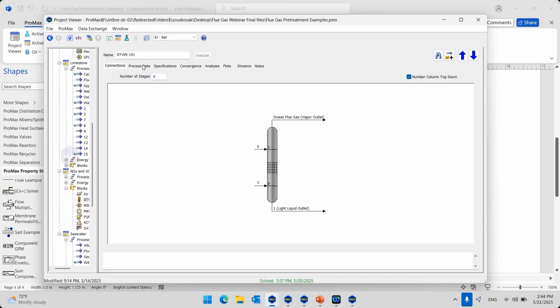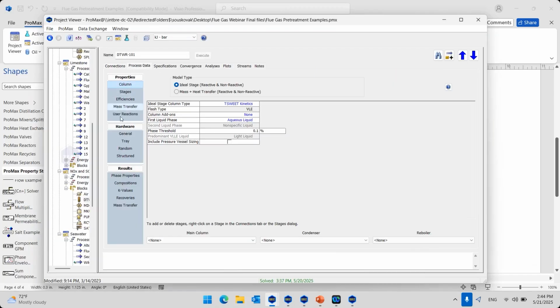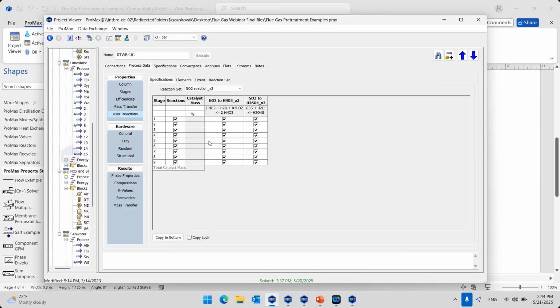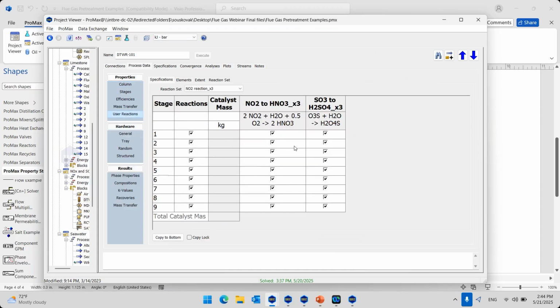we are able to go to process data. And here on the left, there is a possibility to select user reactions. And this is where I could switch on any type of reactions throughout the whole contactor. So you see over here, I'm helping ProMax to understand that NO2 will actually change to HNO3, and then SO3 will change to H2SO4. And then ProMax is already able to take care of the dissociation of those acids on its own. So we are able to model the reactive distillation for those.